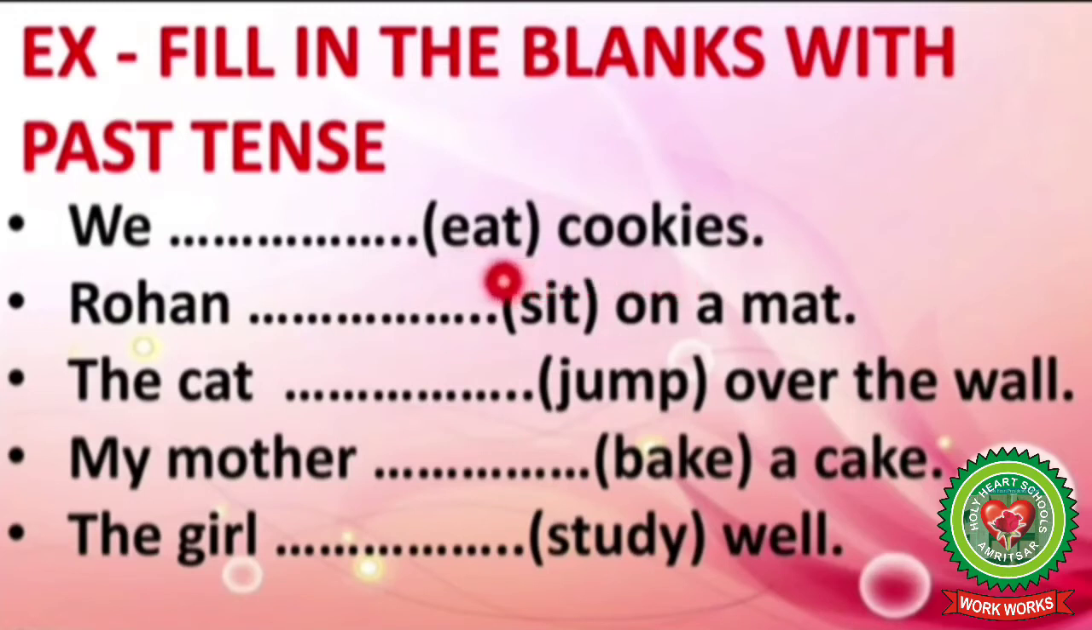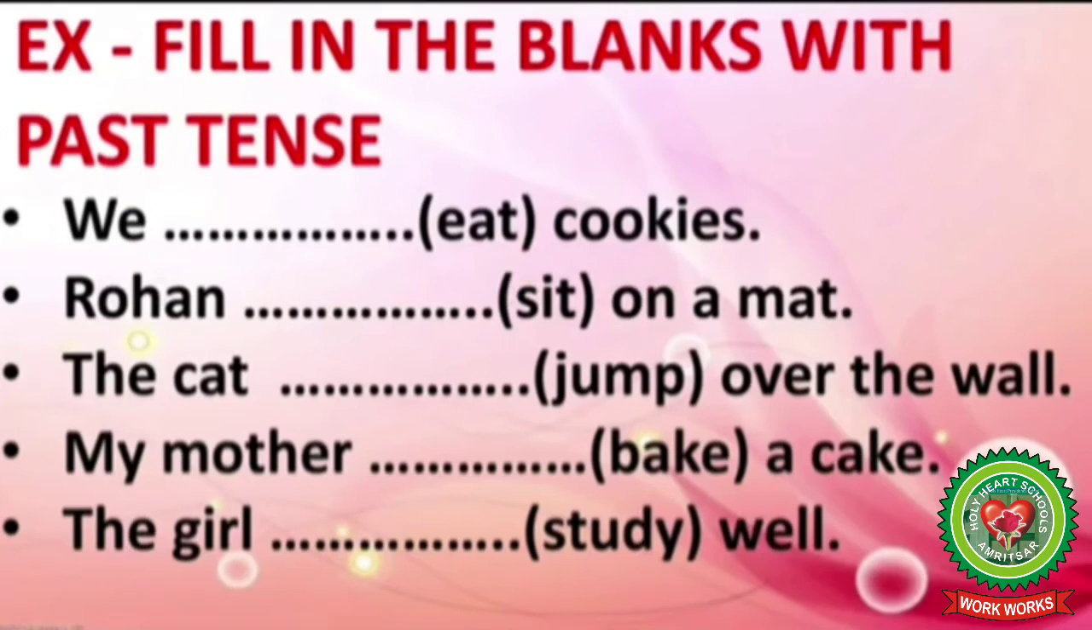Students, what is the past form of eat? The past form of eat is ate. So the sentence would be we ate cookies. Next is Rohan dash in bracket sit on a mat. Students, what is the past form of sit? The past form of sit is sat. So the sentence would be Rohan sat on a mat.